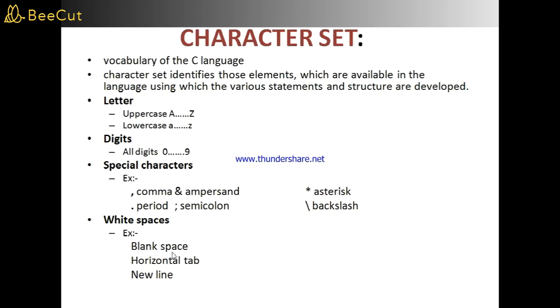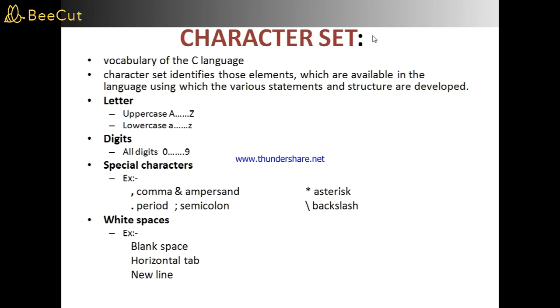Okay, we simply call it a blank space or white space. White space not only includes blank space, it contains horizontal tab. There is a tab key on your keyboard, so that leaves three or more spaces. That's called a horizontal tab, then followed by new line. When you press enter on the keyboard, the cursor will move to the new line. So these three things come under white space. Okay, I hope it is clear.